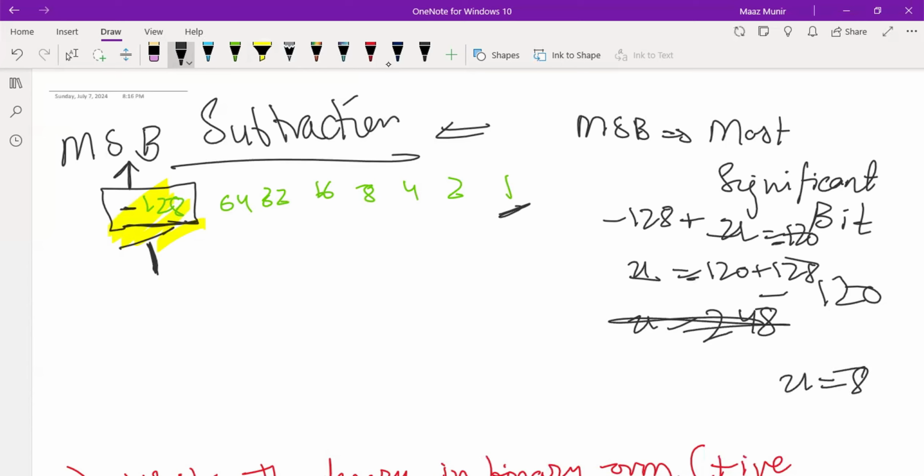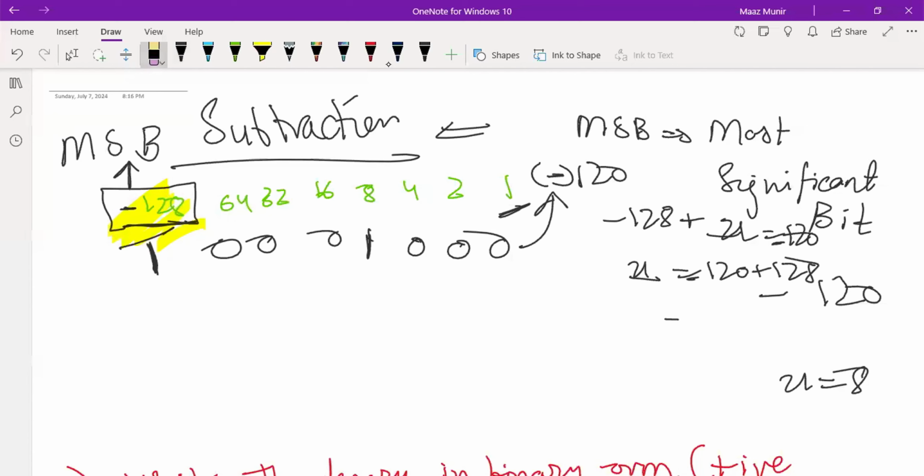Now we need to shade or put 1 under those blocks. When added, we get 8, which we have directly up here like this. So if we fill the other part of the binary value with 0, we have this binary value for 120, but negative.